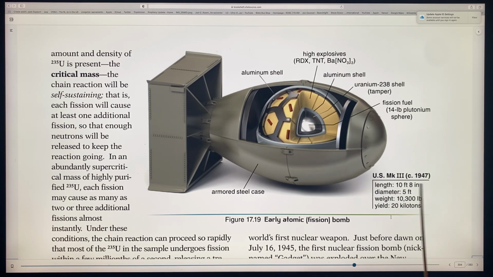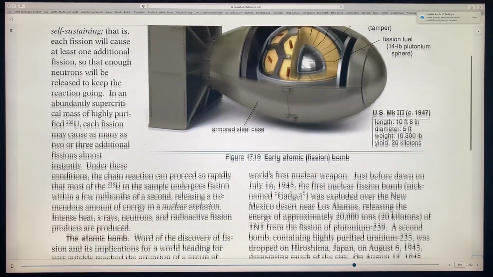This was a picture. It was a length of 10 feet, 8 inches, and the diameter was 5 feet. So you're talking a little bit bigger than a person, right? And the weight, 10,300 pounds. That's a heavy person. And the yield was 20 kilotons. So we're talking about a huge amount of energy.